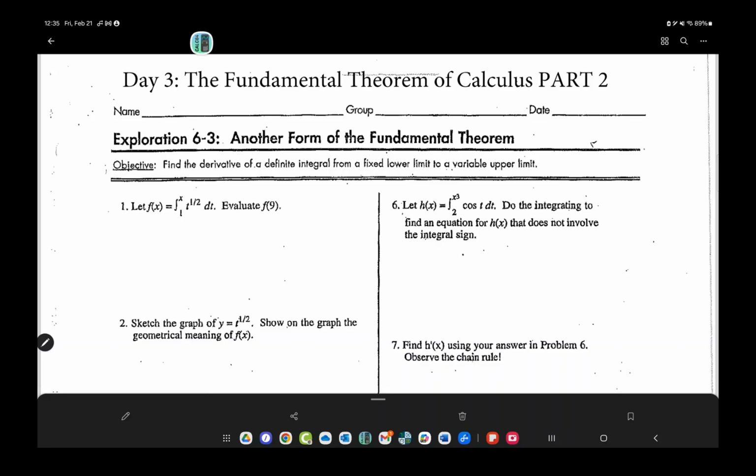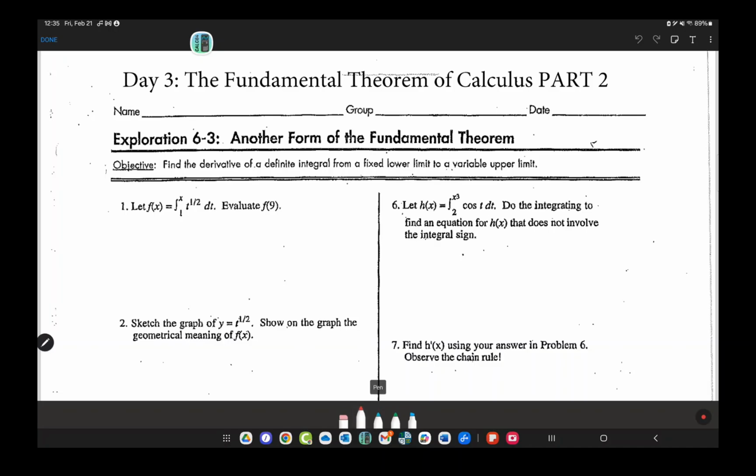So, let's see here. Day 3. The fundamental theorem of calculus, part 2. So, another form of the fundamental theorem. Objective: find the derivative of the definite integral from a fixed lower limit to a variable upper limit.